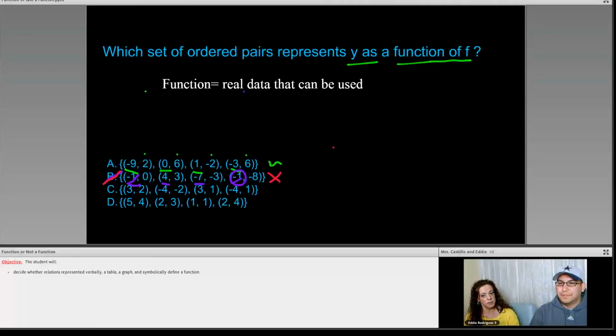Okay, so now looking at C, I've got 3 for my x value, -4 for my x value, 3 for my x value. Look, right away, I've got 2 3s. That is not a function. It's not functionable. Okay, now looking at choice D, we've got 5 for the x value, 2 for the x value, 1 for the x value, and 2 again for the x value. So I have 2 2s for my x value. So that cannot be my answer either. That is correct. Great job. So my answer has to be choice A because A is clearly a function. That is correct.